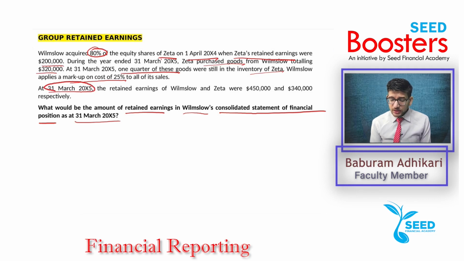In our case, the retained earnings of Winslow and Zeta at 31st March 2005, the year end, were 450,000 and 340,000 respectively. So we are provided with the required information and an adjustment related to intragroup trading. We need to adjust this information and calculate the final retained earnings, which will be shown in the statement of financial position of the Winslow group.